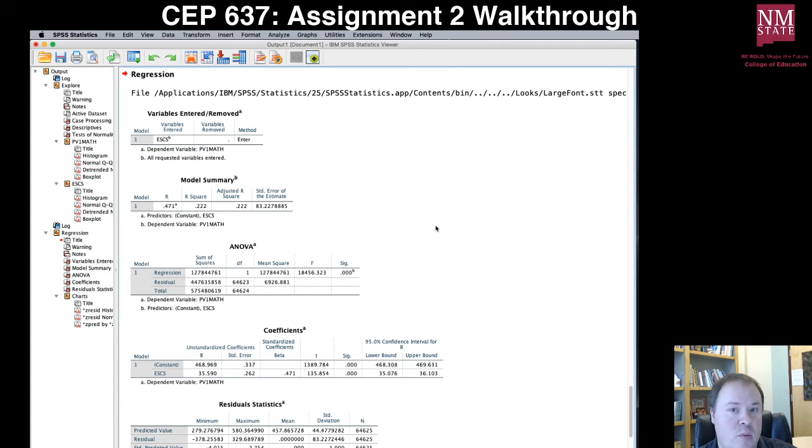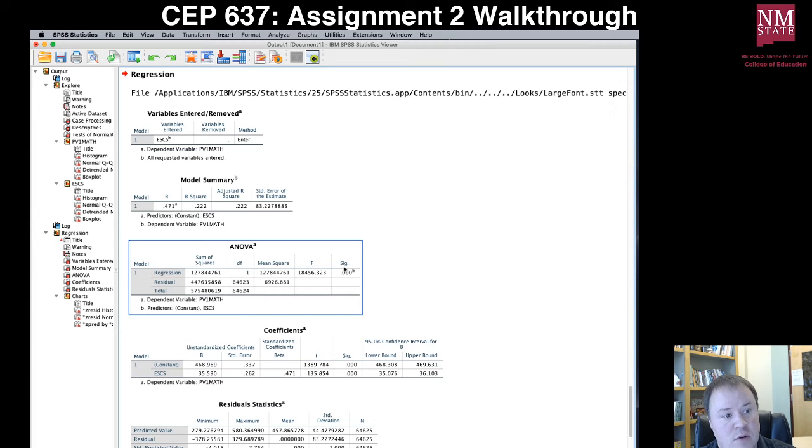It tells us the proportion of variance in math scores that is being explained by the model. In this case, the model is only SES. So this means that 22% of the variability we see in math scores can be explained by SES. That's not a huge number, but it's adequate. It's not great.